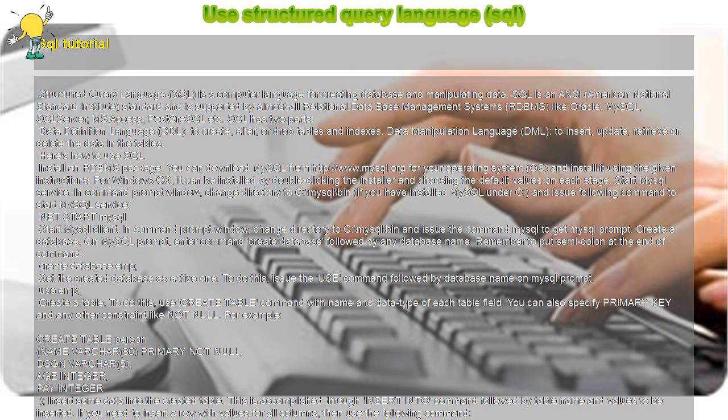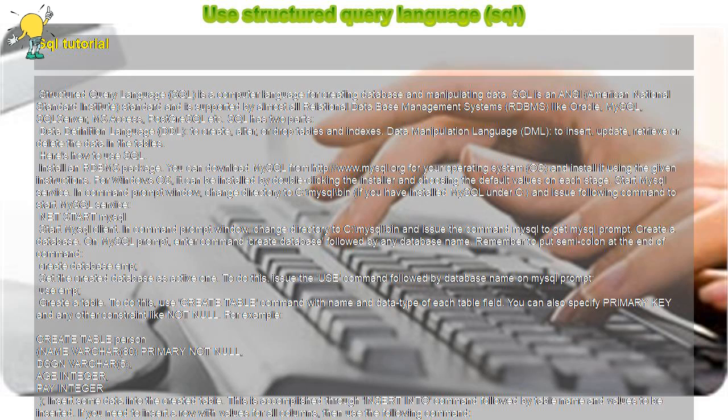Create a table. To do this, use the create table command with the name and data type of each table field. You can also specify a primary key and any other constraint like not null. For example, create table person, name varchar 80 primary key not null, DSGN varchar 5, age integer, pay integer.